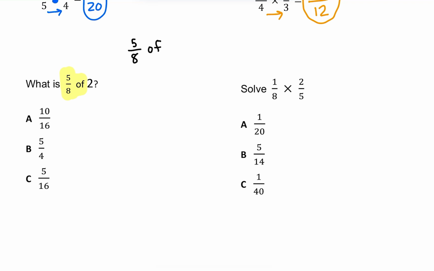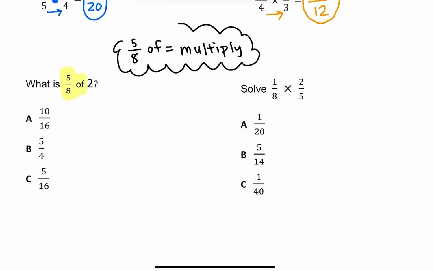So that equals multiply. I mean that in a word problem. So if it says what is 5/8 of, a fraction followed by the word of means to multiply. That is super important. We need to know that because that will help us in word problems, okay? So that means I'm going to multiply these two things.